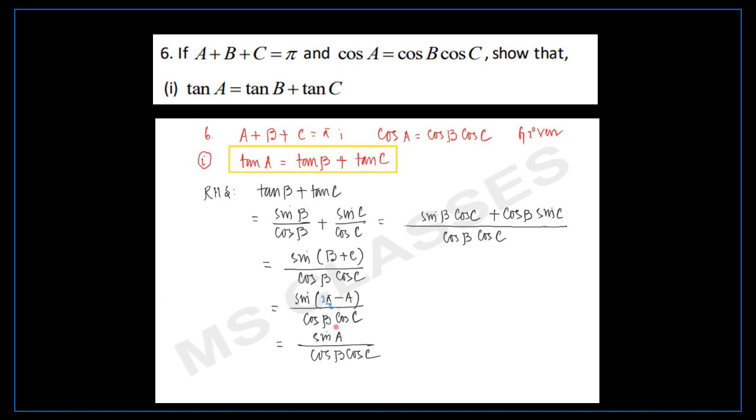So from that, what we have got here is cos B cos C. Now it is given in the question that cos A equal to cos B cos C. So you can utilize this one. And what we get? Sin A by cos A, and that gives us what? Tan A.